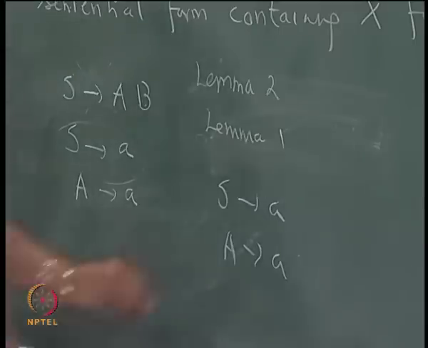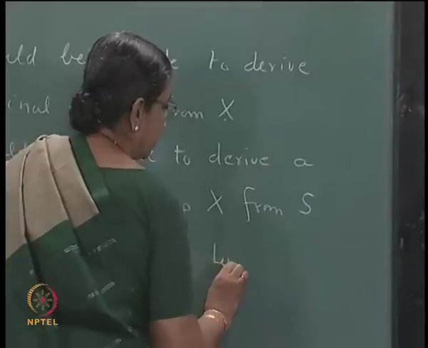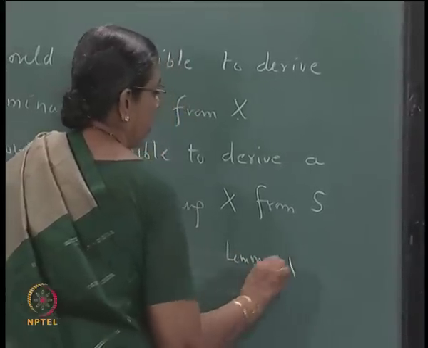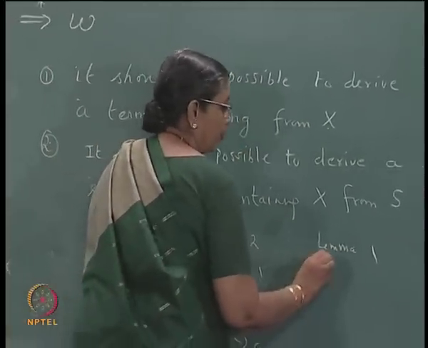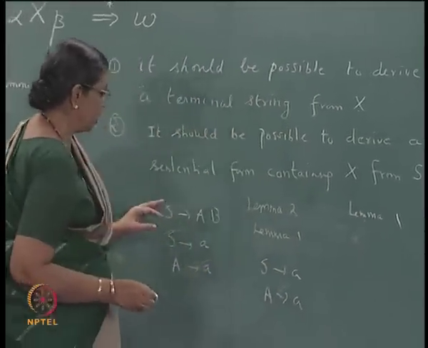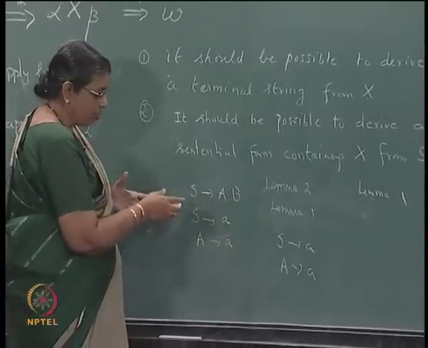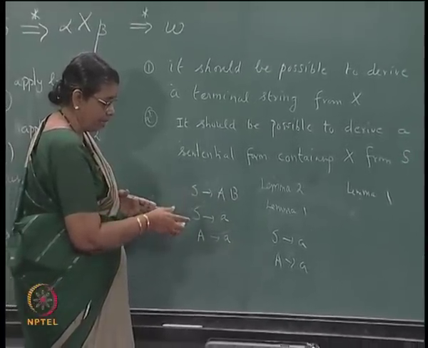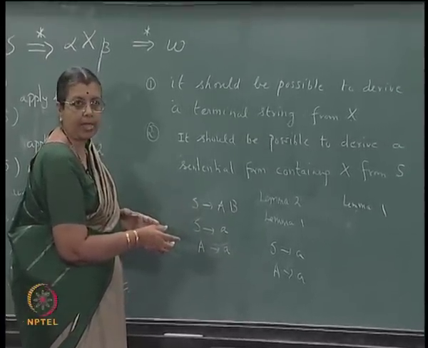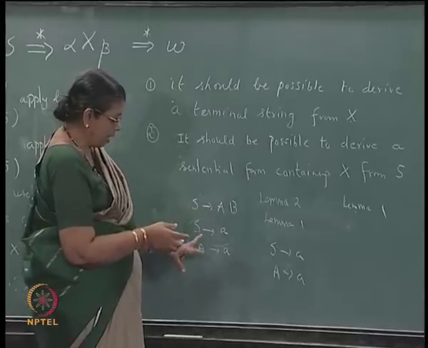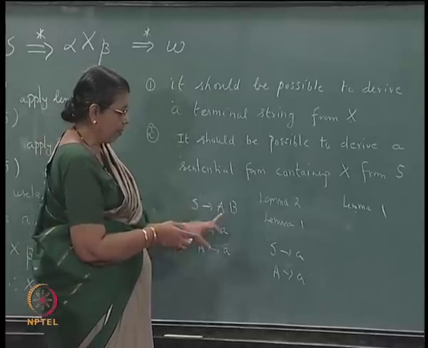What will happen if you apply lemma 1 first and then lemma 2? If you apply lemma 1 first, from every symbol it should be possible to derive a terminal string. You can see that from S and A you can derive, from B you cannot derive.